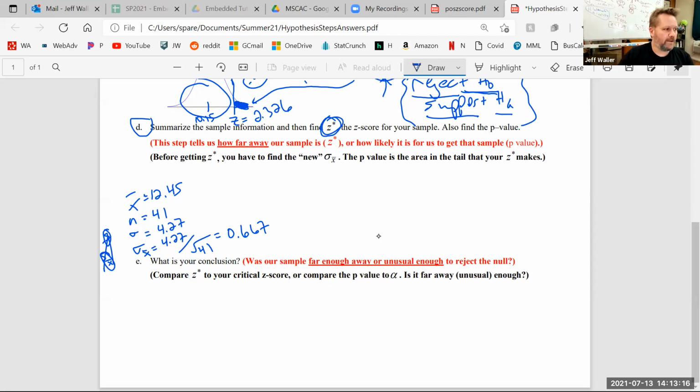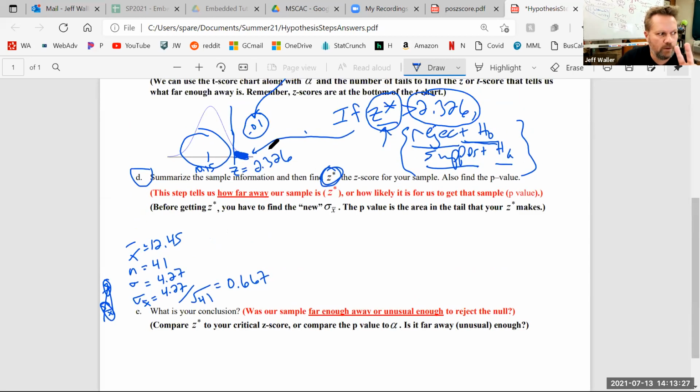Anyway, sorry. So now I just have to find... There are so many steps here. I understand. Do not forget, what are the two most important steps? How far away does my sample have to get? How far away did my sample get? Right? So now I'm going to calculate what I call Z star. It's the same formula as always. I just put a star on it to differentiate it, because this is another z-score.